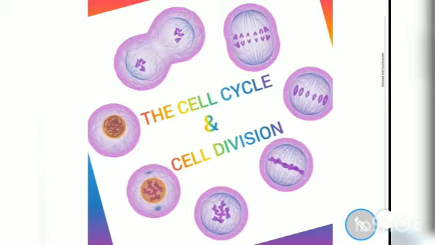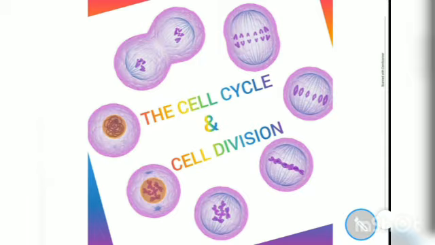Students, today we are going to discuss the cell cycle and cell division. After getting some idea regarding the cell, which is the basic structural and functional unit of all living organisms, we are going to learn what the cell cycle and cell division are. Listen, the process by which new cells are formed from pre-existing cells is called cell division.